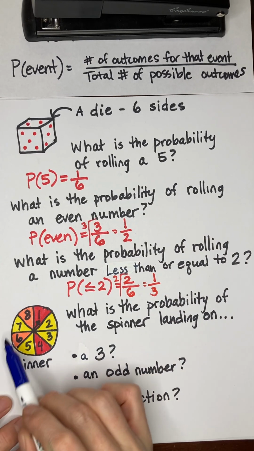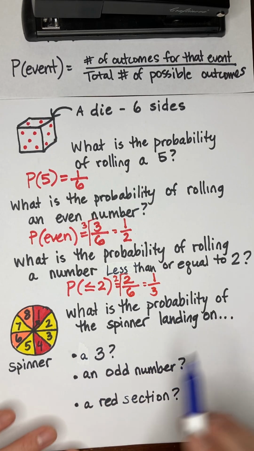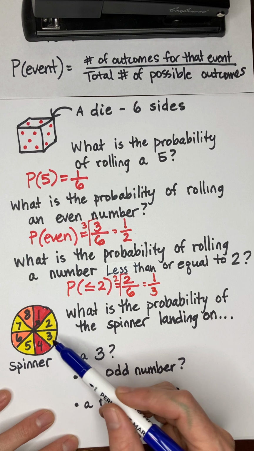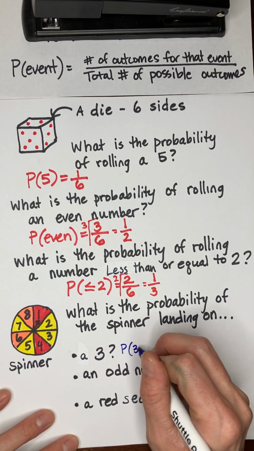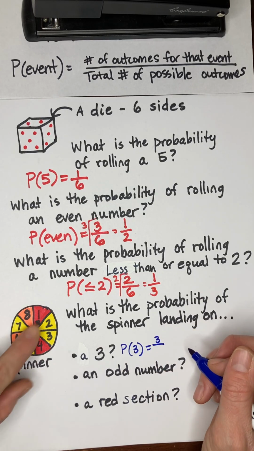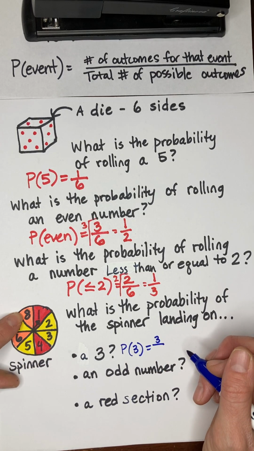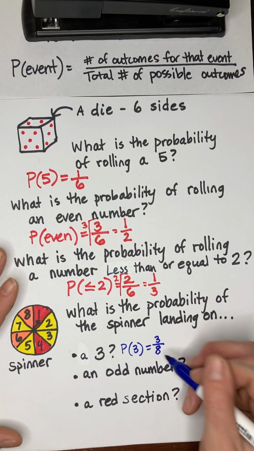Okay, our last example is a spinner. What is the probability of the spinner landing on a 3? Well, how many 3s are there? Let's do our probability notation first. There's 1 three on the spinner. And how many sections could it possibly be? There's 8. So our answer is 1/8, and that cannot be reduced.